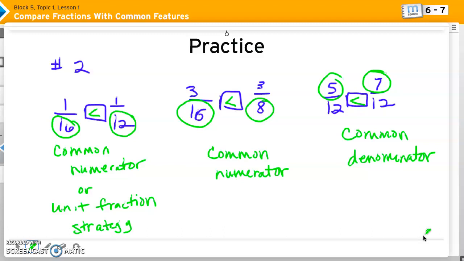The second one, you've got common numerators. Both of them have 3s. So we focus in on the denominators. I can cut my cake into 16 pieces or 8 pieces. If I cut it into 8 equal pieces, those are bigger pieces than those 16ths. And then finally, the last one, we have a common denominator. That means we simply look at the numerator, and 5 is less than 7.